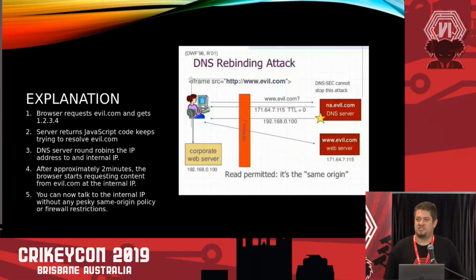And at that point, you're essentially running JavaScript on their website. So you can access the internal IP address without any of the pesky same origin policies that are a bit painful to bypass. And you're basically bypassing the firewall at that point because you're leveraging someone else's machine just by visiting a website.